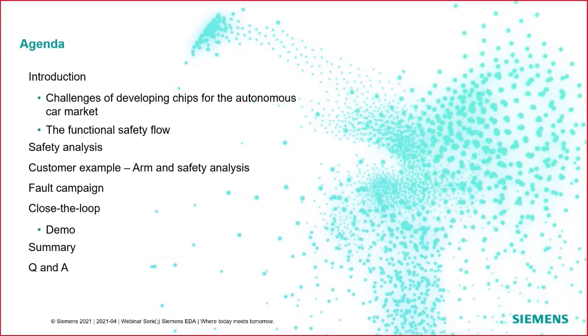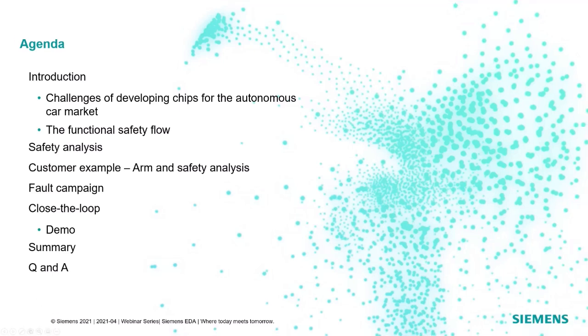I'll start the presentation discussing some of the challenges of developing chips for the AV/EV market, and I'll describe the typical safety workflow. Then Vedang will talk about the details of safety analysis, and then he'll hand it over to Samson, who will describe how he used analysis for his design. Then Vedang will finish the presentation discussing how to optimize fault simulation, and will show a demo on closing the loop from analysis to validation. And then I'll conclude the tutorial, and Vedang and I will be available for questions at the very end.